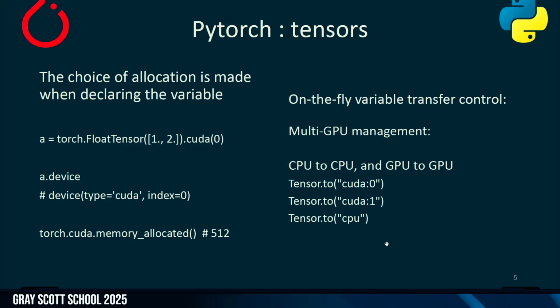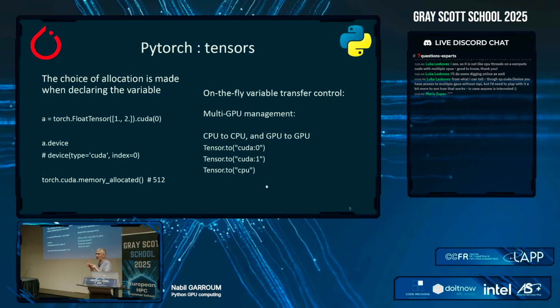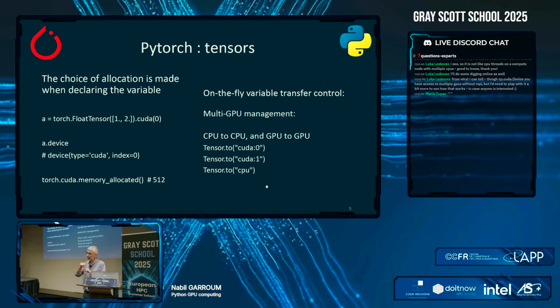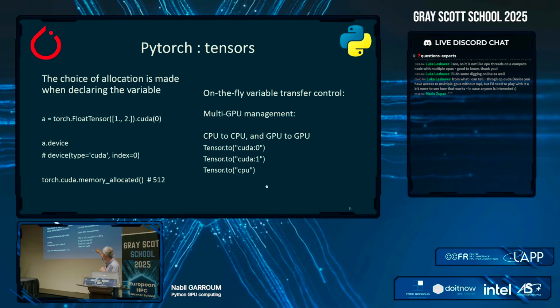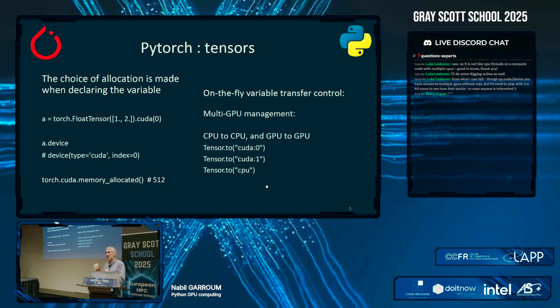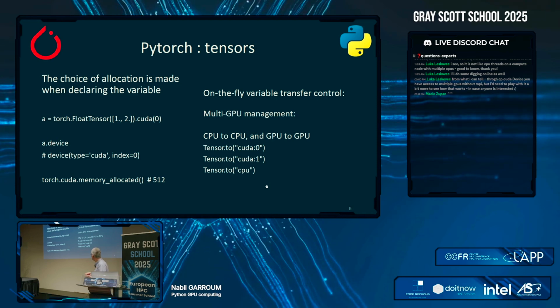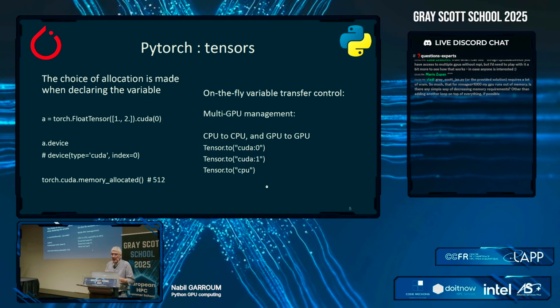And you can check where your variable is with its device attribute. You can also check the allocated memory with the command CUDA memory allocated. And you can also move variables on the fly from GPU to GPU directly. So tensor.to CUDA 0, you can move it to CUDA 1, and you can switch your variable between your GPUs and the CPU on the fly.